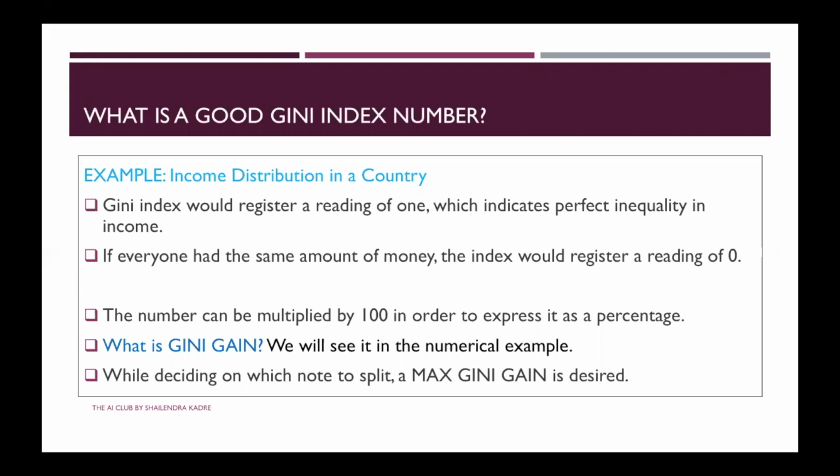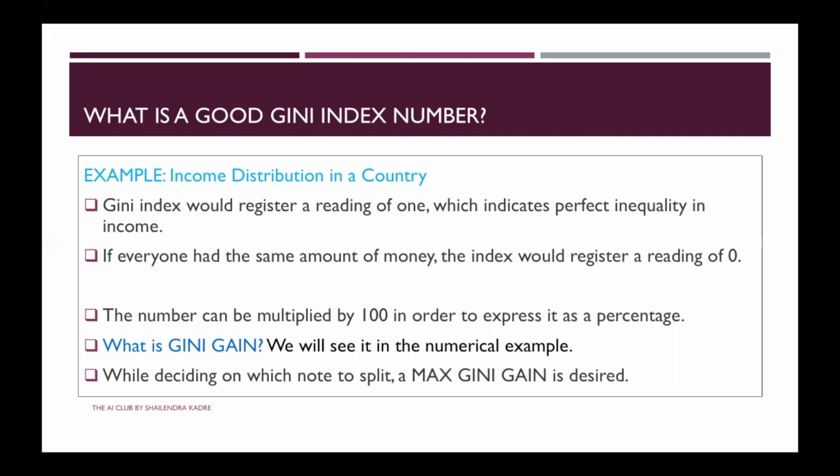Okay, so here there is a lot of disorder existing. In the income distribution data set, there is a lot of disorder. So the Gini index would register a reading of 1, which indicates perfect inequality in income. If everyone had the same amount of money, the index would register a reading of 0.